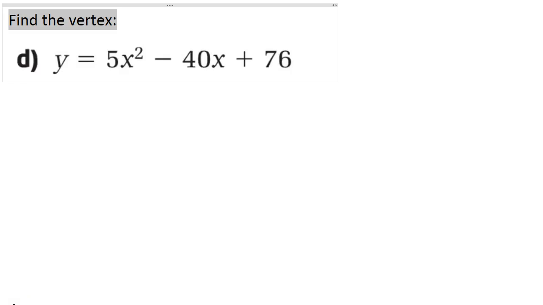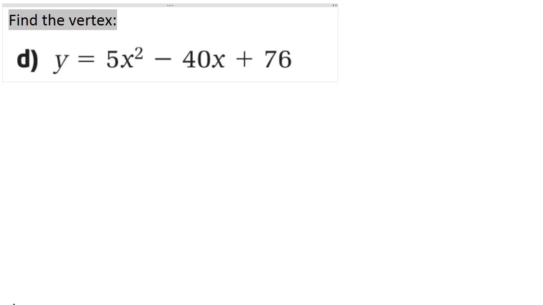Hello, in this video we're going to go through this example question from your homework. The question is asking you to find the vertex for this relationship. Now remember, there's two general approaches you can take to this. The first one is to find the roots or the x-intercepts and then find the midpoint and substitute that in.